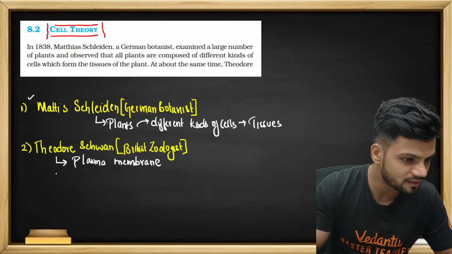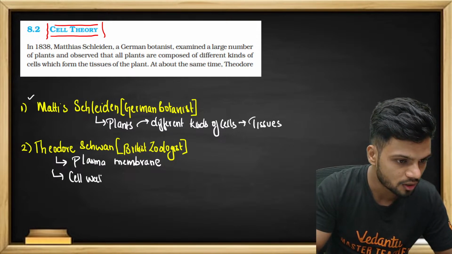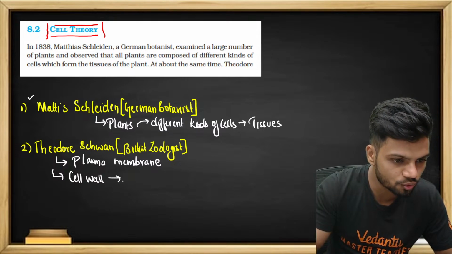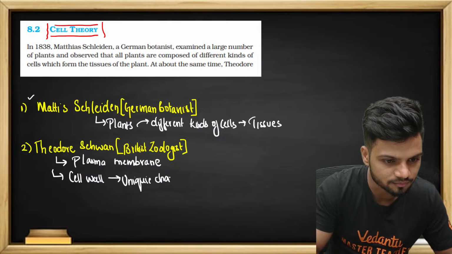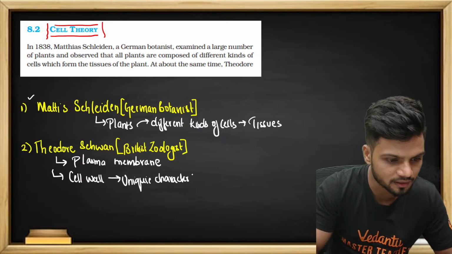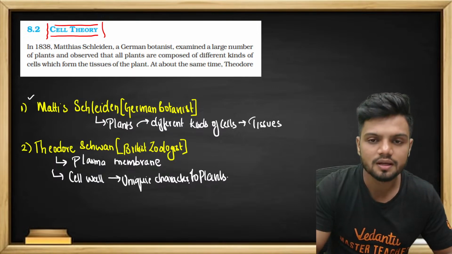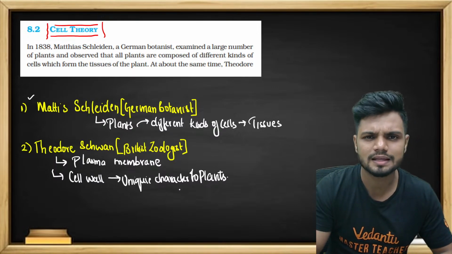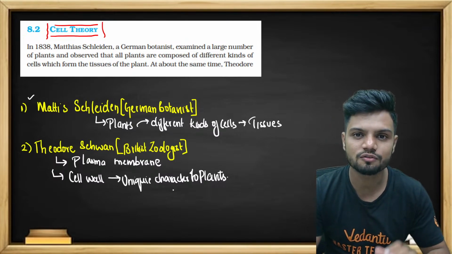Okay. The second thing he noticed was the cell wall. Cell wall is a unique character to the plants. Animals do not have the cell wall. Cell wall can only be found in the case of plants.